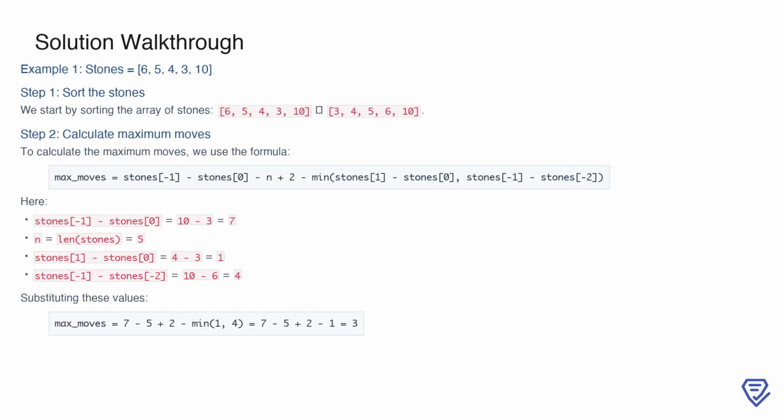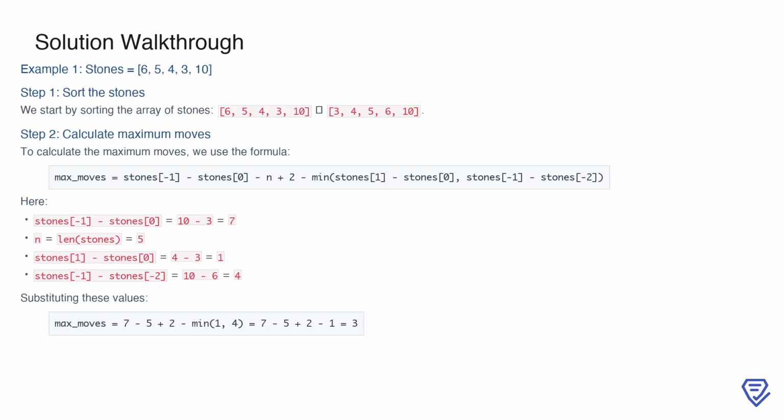To solve this problem, we start with the given array of stones 6, 5, 4, 3, 10. The first step is to sort the stones so that we can work with them in increasing order. After sorting, the array becomes 3, 4, 5, 6, 10. Now, we calculate the maximum moves required to make the stones consecutive.